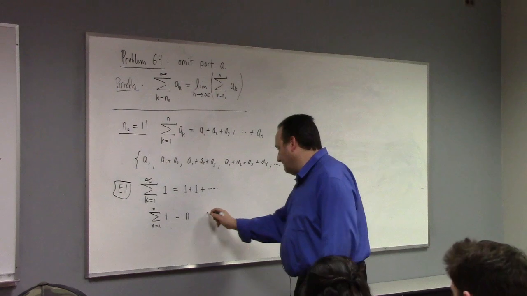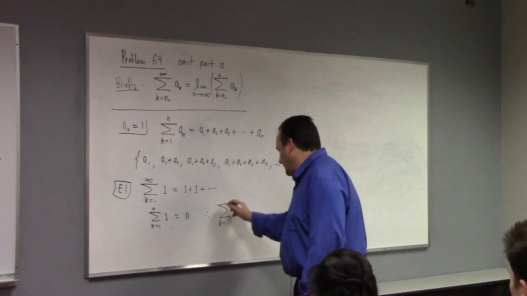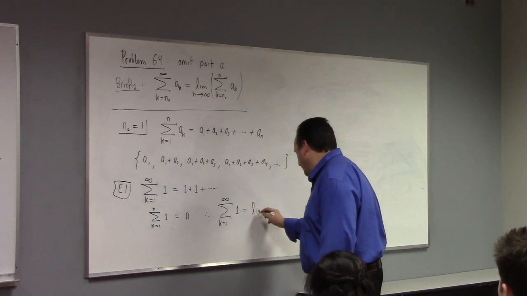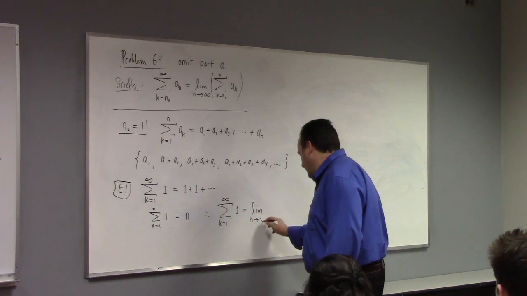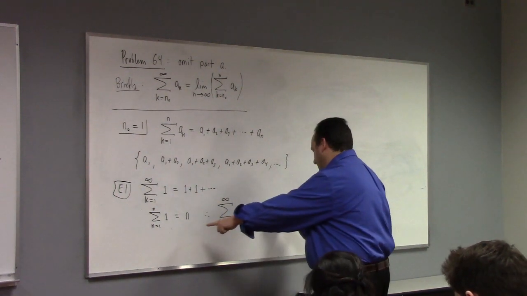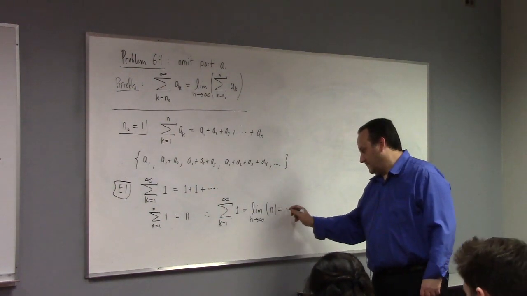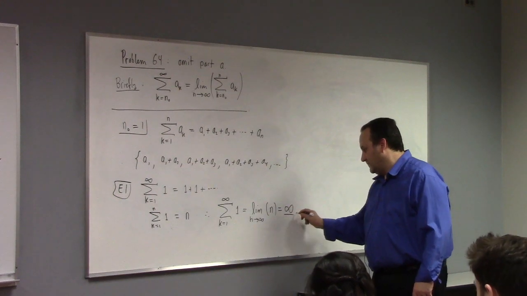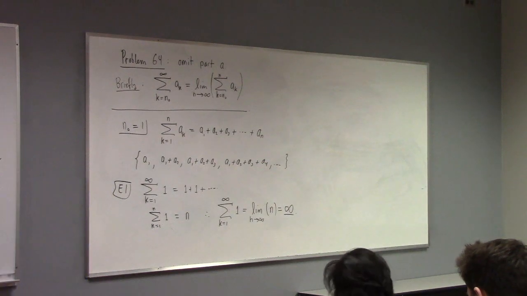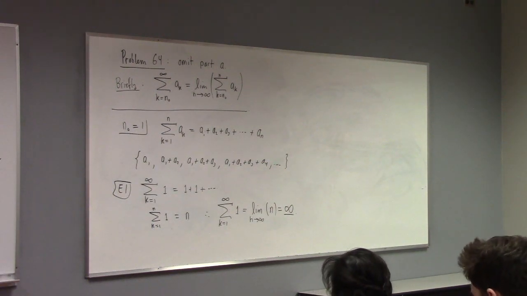So therefore, the sum k equals 1 to infinity of 1 is equal to the limit as n goes to infinity of what? Of n, which is infinity, right? So this, your first example here, is a divergent series. This one definitely diverges, right? Okay.